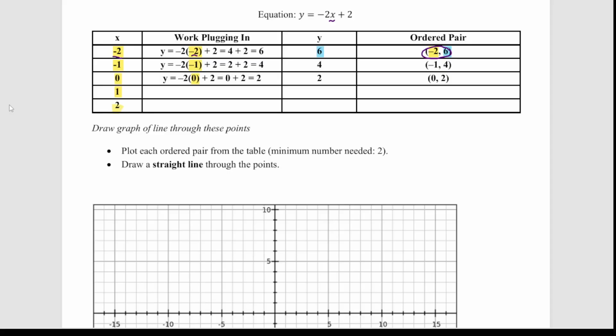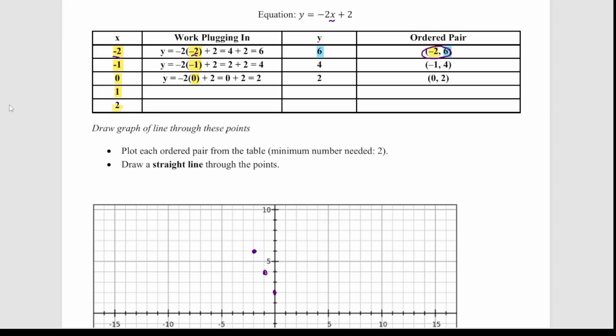So for example, negative 2, 6, we go left 2, up 6. Negative 1, 4, we go left 1, up 4. 0, 2, we go left and right nothing, up 2. And you might already see the pattern of the line. But just in case, we're going to go ahead and plug in a couple other points and see if it follows the rest of the pattern.